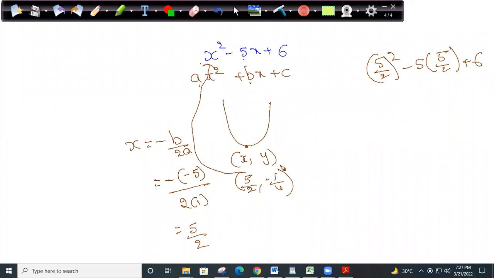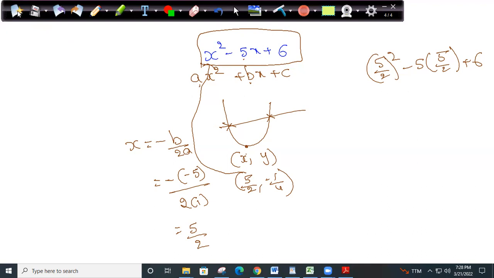What does the vertex give? The parabola is open upwards. The x value of the vertex gives you where the minimum occurs. Y value gives the minimum value. How to find the x value? Two ways. Find the midpoint of the x-intercepts, or you can also use the formula minus b by 2a. How to find the y value? You just need to plug in this value in the given function x square minus 5x plus 6. The moment you plug in this, you'll be able to find the y value. As simple as that. Perfect. Yeah, very good. Now I'll tell you another way to find the vertex.